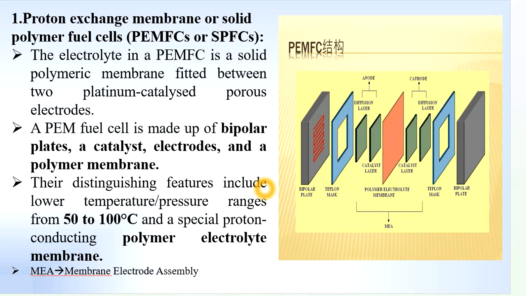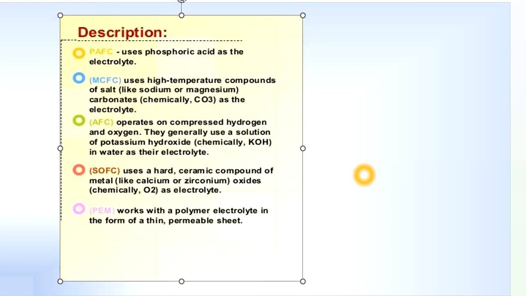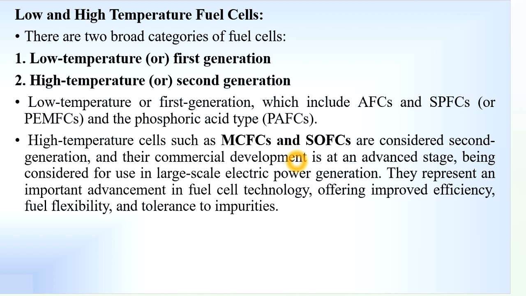So we even have low and high temperature fuel cells. Based on the operating temperature, they are separated. Low temperature or first generation types include AFCs and SPFCs or PEMFCs, they are the same, and also the phosphoric acid type. So these come under low temperature fuel cells. And we have second generation or high temperature fuel cells such as MCFCs and SOFCs.